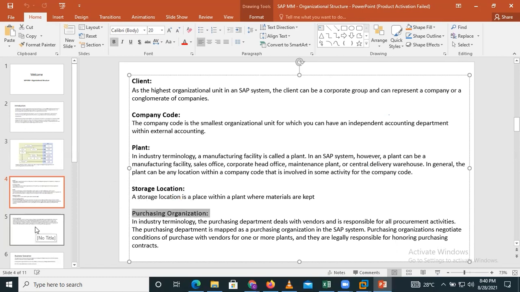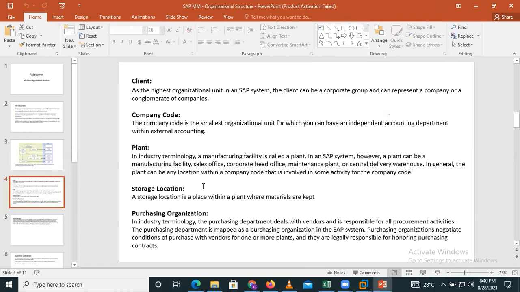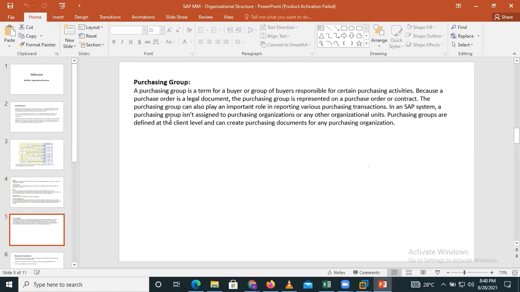Okay, now. So in business terms, we can say the P2P team is responsible for purchasing organization data, right? Yes, procurement. All the procurement activities will be the responsibility of the purchasing organization. Okay. Now, purchasing group. I'll just read this one and then try to explain in simple words.